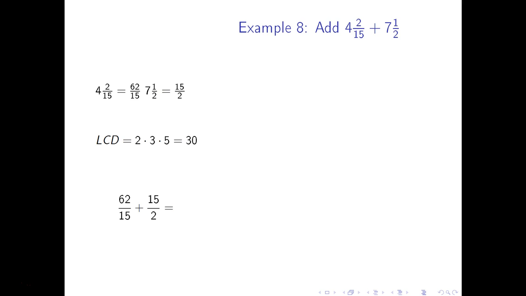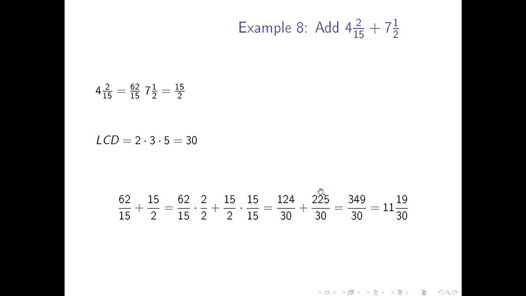Okay. You should have taken the first fraction, 62/15. We'd have to multiply that by 2 over 2. And 15/2, we multiply that by 15 over 15. So 2 times 62 is 124. 15 times 15 is 225. Remember, if they have the same bottom, we just add the tops. If you add those together, you get 349/30, which, by the way, is this as a mixed number.